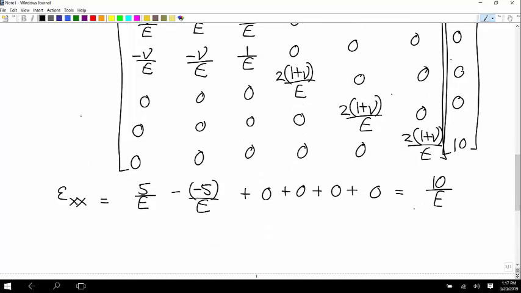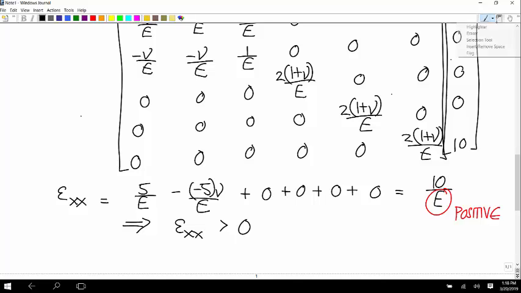And so E has to be positive, and therefore EXX is positive. Not as simple as that, but same way, right, negative 5 nu, and so this is 5 plus 5 nu, and this is also positive. Good. So anyways, EXX has to come out to be positive. There are no numbers that can make it negative. And I assume it'll all just sort of keep working like that.